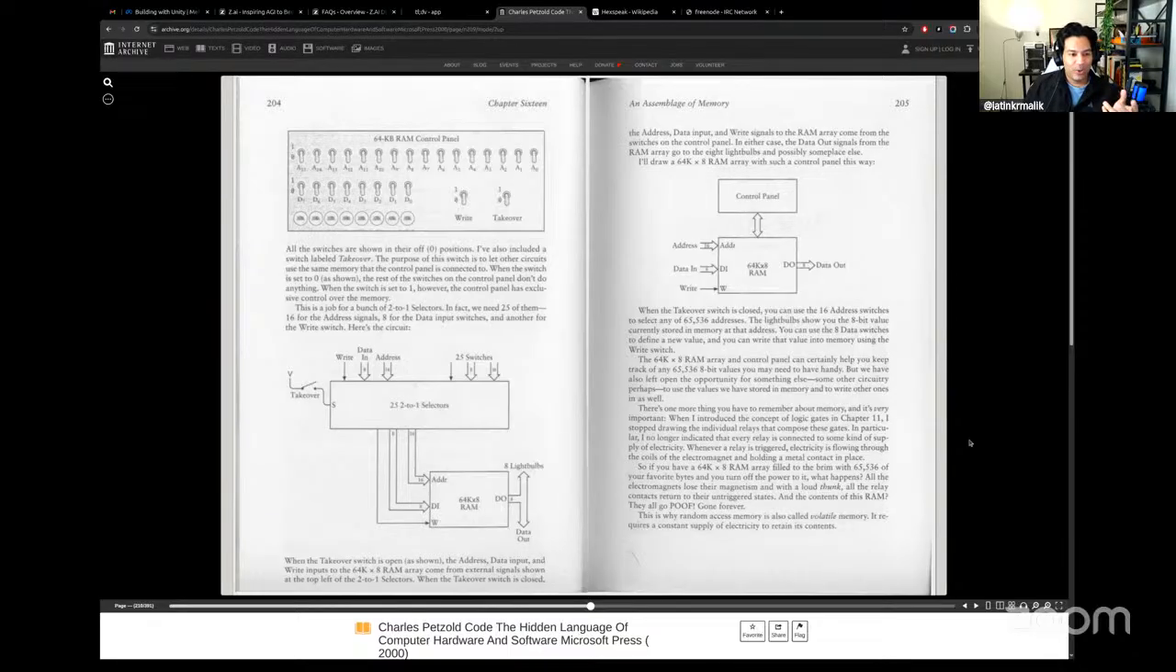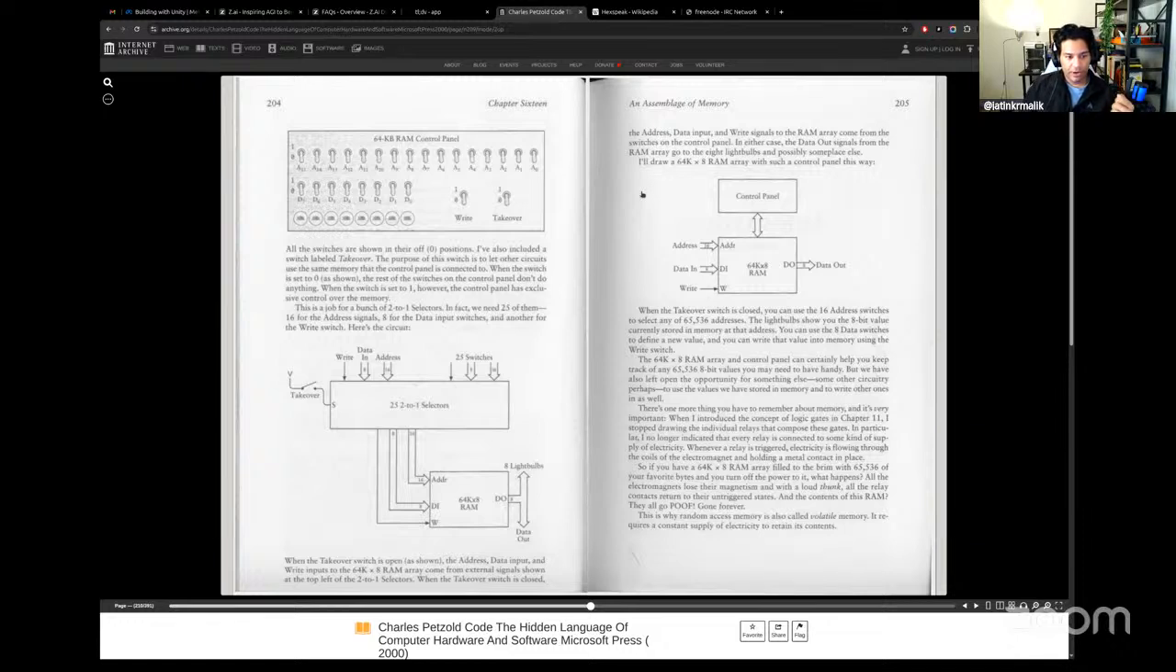All the switches are shown in their off, zero position. I have also included a switch labeled takeover. The purpose of this switch is to let other circuits use the same memory the control panel is connected to. When the switch is set to 0, as shown, the rest of the switches on the control panel don't do anything. When the switch is set to 1, however, the control panel has exclusive control over the memory.